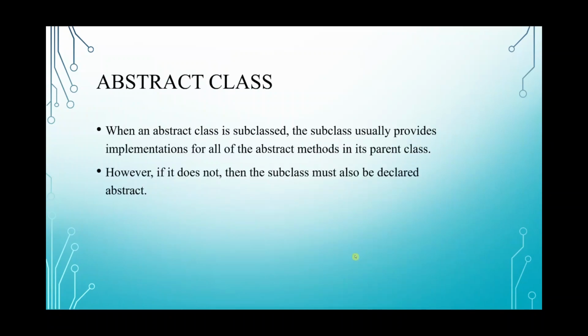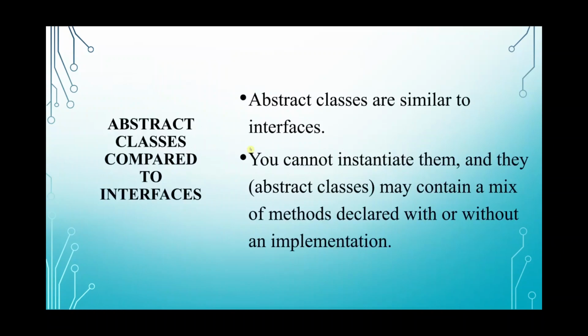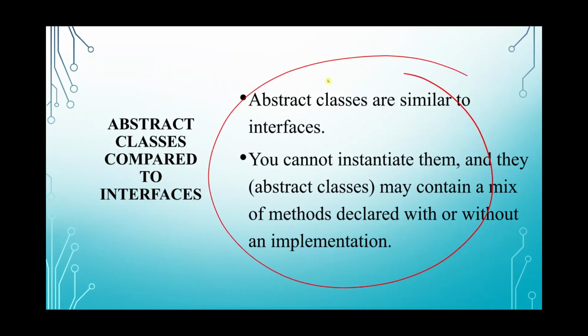So when an abstract class is subclassed, the subclass usually provides implementation for all the abstract methods in its parent class. However, if it does not provide implementation, then the subclass must be declared abstract. I'm going to prove to you those two points in Eclipse. So abstract classes are similar to interfaces. You cannot instantiate both abstract classes and interfaces, but in abstract classes you can have methods with implementation.